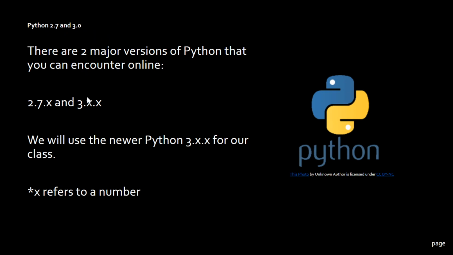You might find major versions of Python. Especially when you research answers online, you'll encounter 2.7 and also Python 3 point something. On my computer right now, I have 3.7. We will use newer versions of Python, hopefully starting with the number 3. I think the current version as I'm speaking right now is 3.8. So download the latest version of Python for our class. The X refers to the version number.